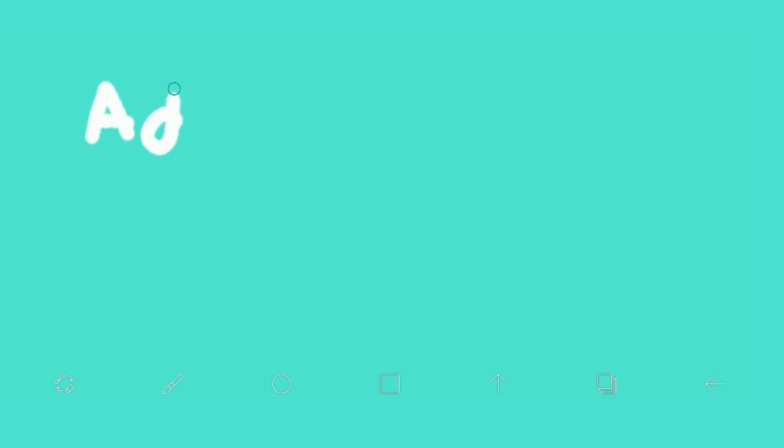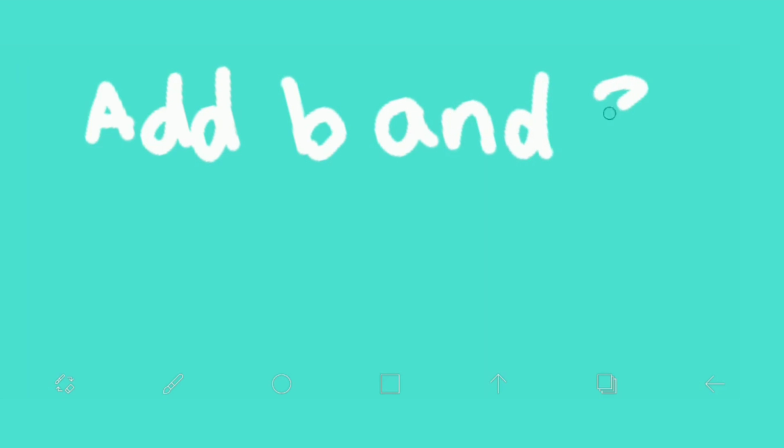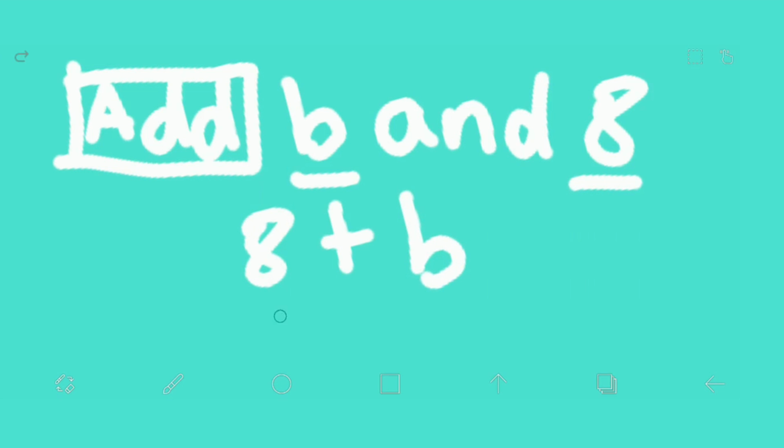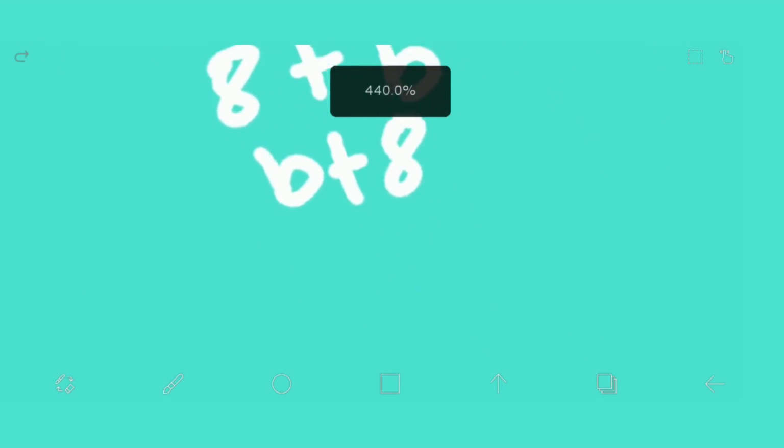Add B and 8. Okay, so add B and 8. The key term would be add, so the plus sign, and B and 8, right? There's no "from", so we don't need to put it in a certain order. So it could be 8 plus B, which makes more sense for me, or you can do B plus 8. Okay, so this is the first question. I think we got it pretty well.